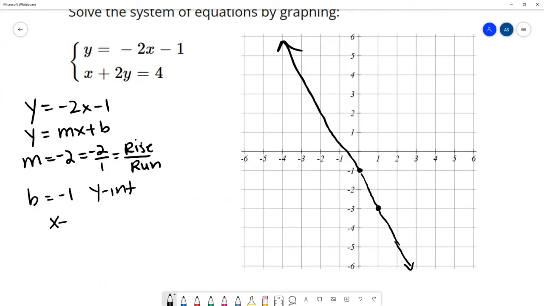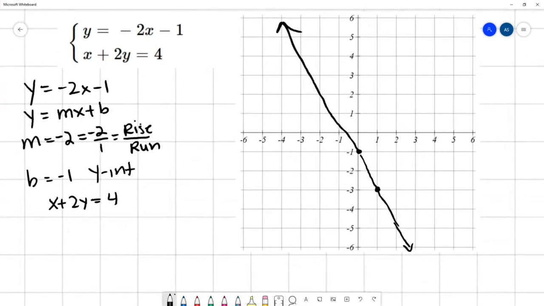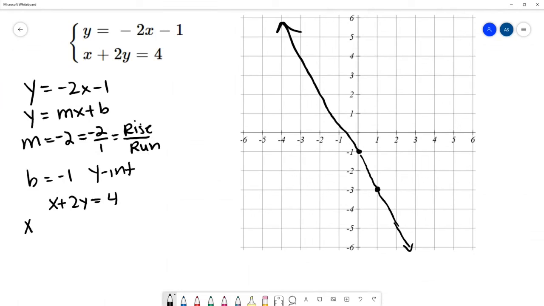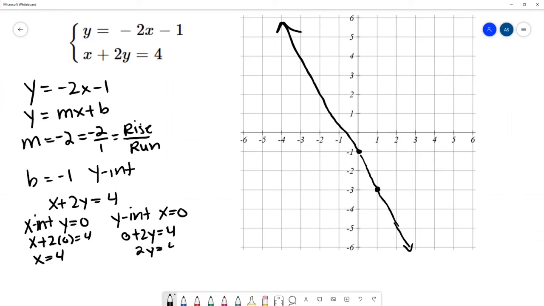The second equation is x plus 2y equals 4. That's not in slope-intercept form, so I'll use a different method to graph it. I'm going to find the x and y intercepts. To find the x-intercept, I let y equal 0. I'll substitute in that 0 and we get x plus 2 times 0 equals 4. x equals 4. For the y-intercept, I let x equal 0. I get 0 plus 2y equals 4. 2y equals 4, divide by 2, and y equals 2. So I have an x-intercept at 4, and a y-intercept at 2. And I'll connect those points with a straight line.